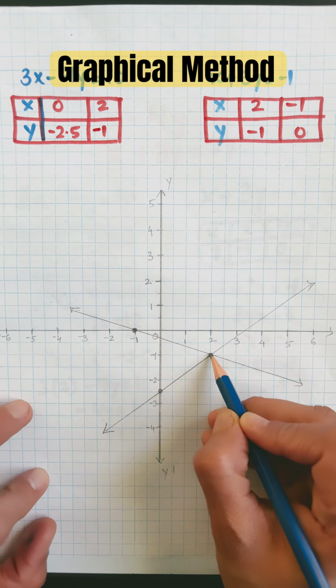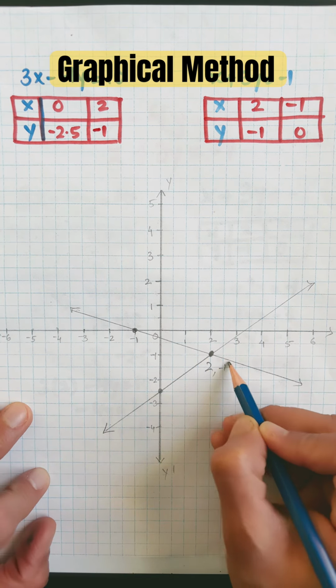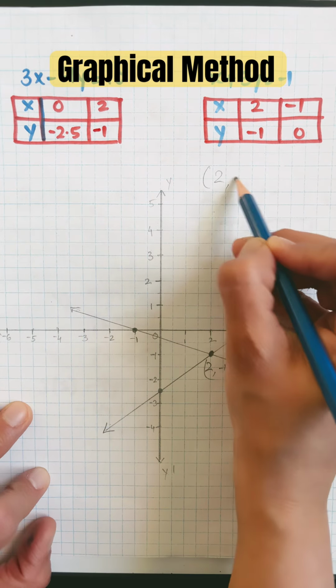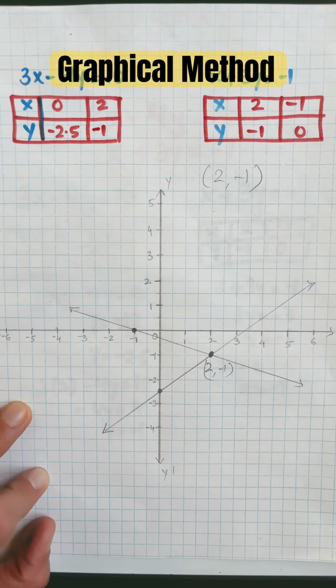Now if you look closely, the two lines are intersecting at what point? 2, minus 1. So 2 comma minus 1 is the solution for this system of equations. That's all.